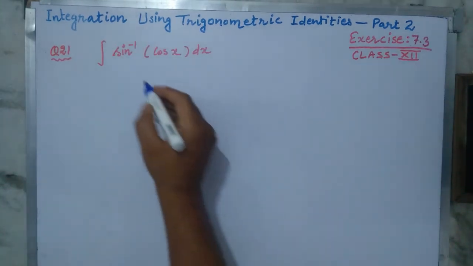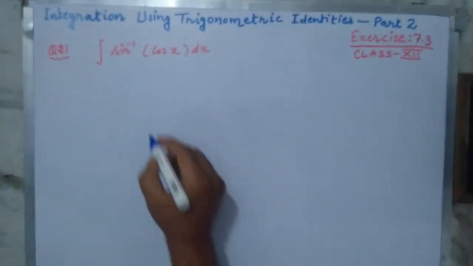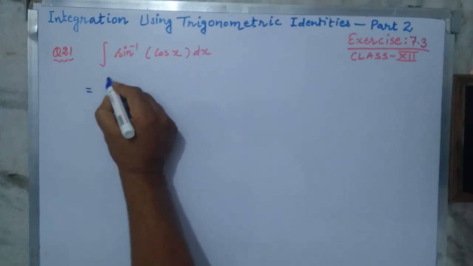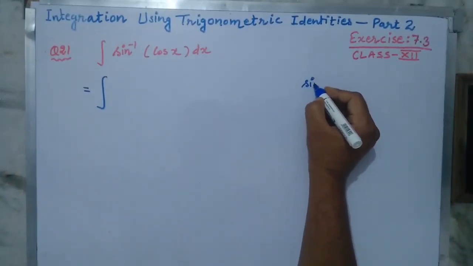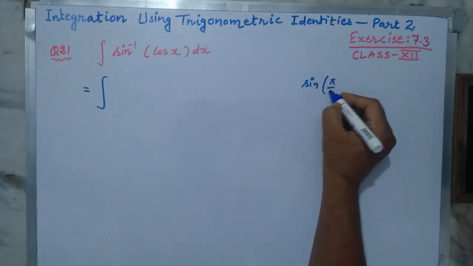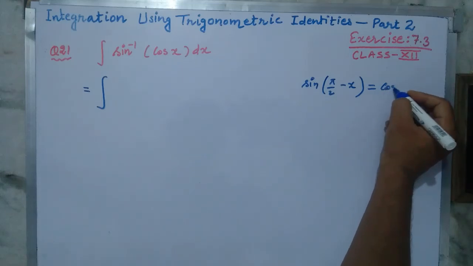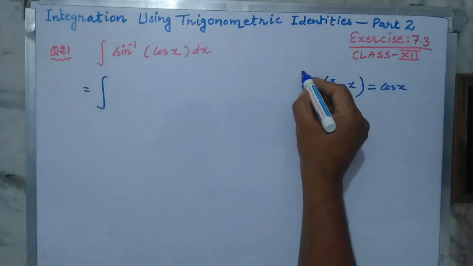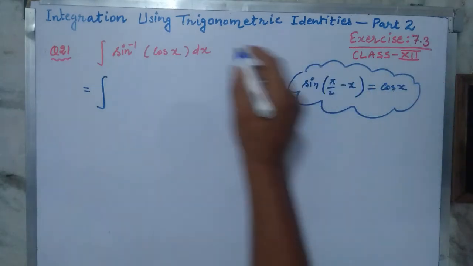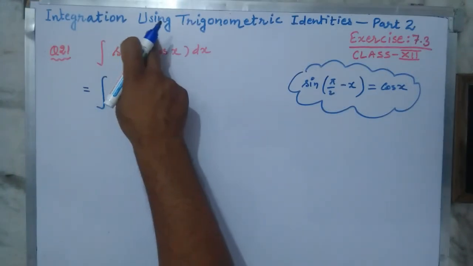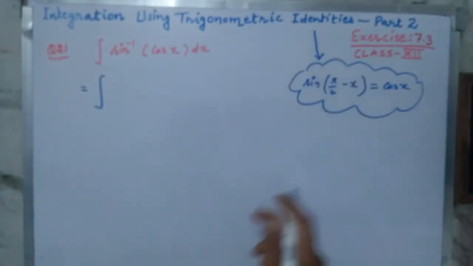Question number 21. Integration of sine inverse of cos x into dx. So first of all, we know that sine of (pi by 2 minus x) is equal to cos x, so we follow this identity. The name of the chapter is, but the topic is integration using trigonometric identities. So here we follow this identity.